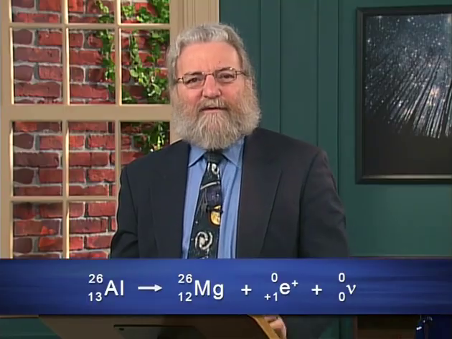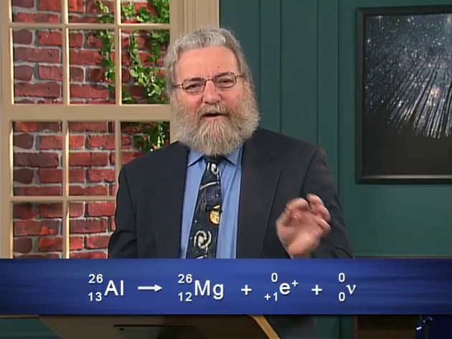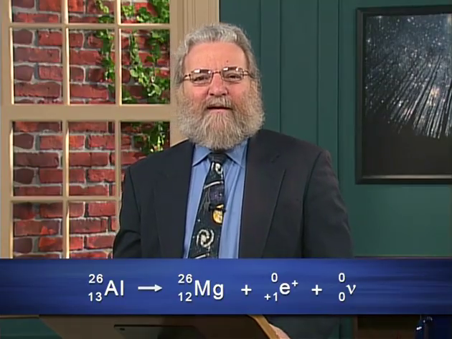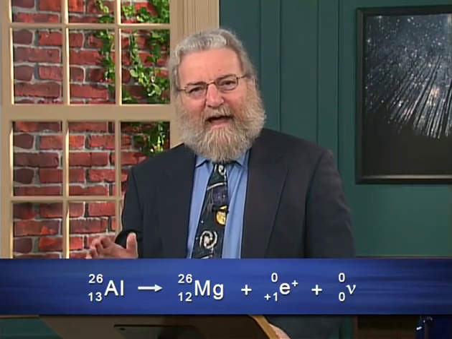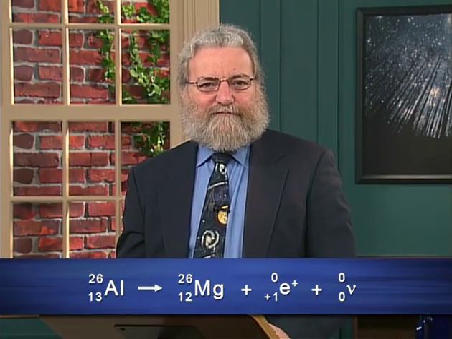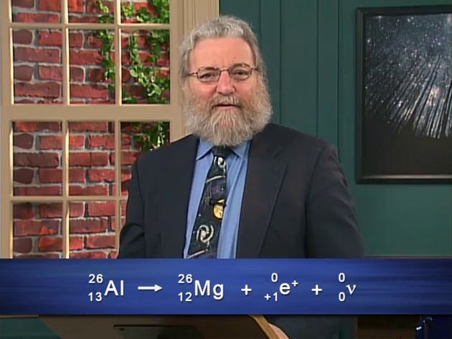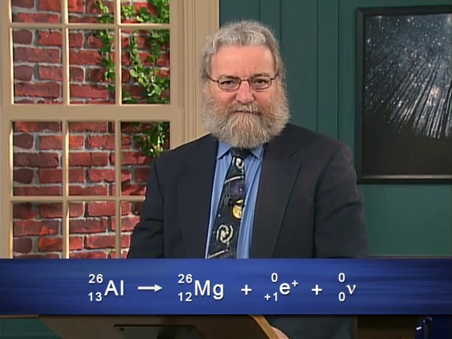Aluminum-26, aluminum being number 13 in the periodic table, undergoes a decay to magnesium-26, number 12 in the periodic table, by spitting off a positron and the inevitable neutrino. Now, it turns out 11% of all the magnesium on Earth is magnesium-26.